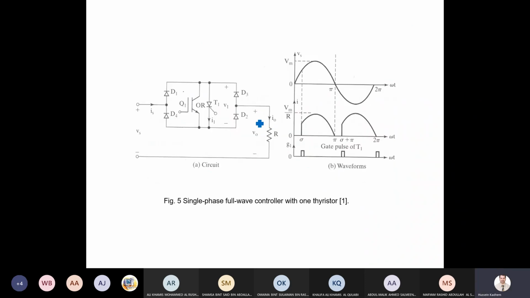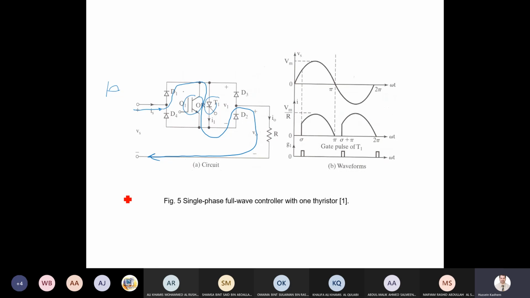Another modification we use here: 4 diodes beside the one switch. By the way, either we use a transistor or a thyristor, it doesn't matter, but one of them. But 4 diodes. How does the circuit work? Have a look. In positive, current will follow here. Definitely it will take this path, then diode D2, then back to the supply.